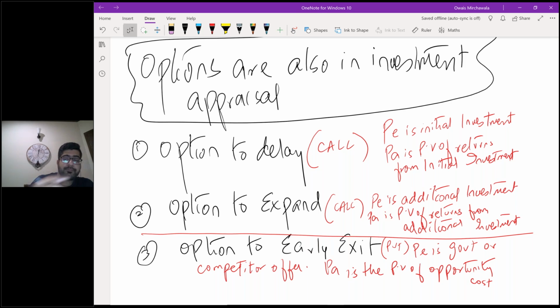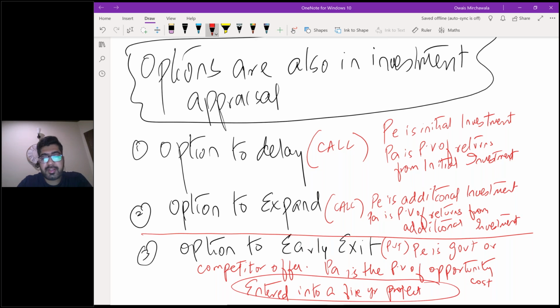Now let's suppose you entered into a 5-year project. For example, you entered into a 5-year project, okay? Now the normal scenario is that you entered into a 5-year project, you invested, you get returns, NPV, that's it.